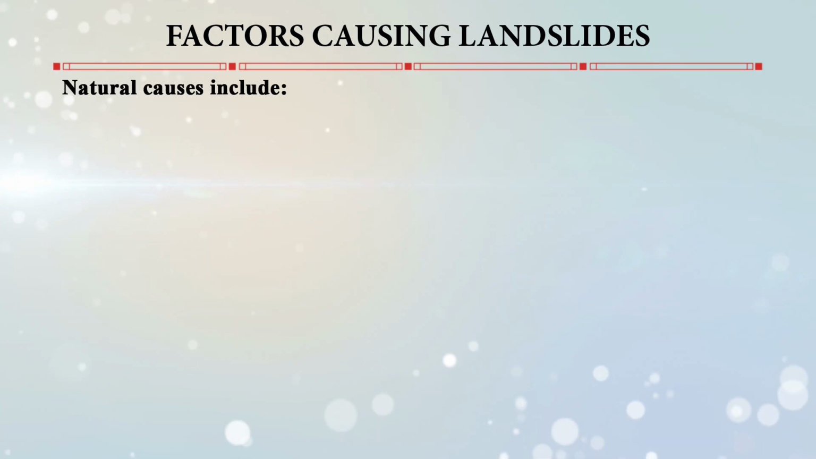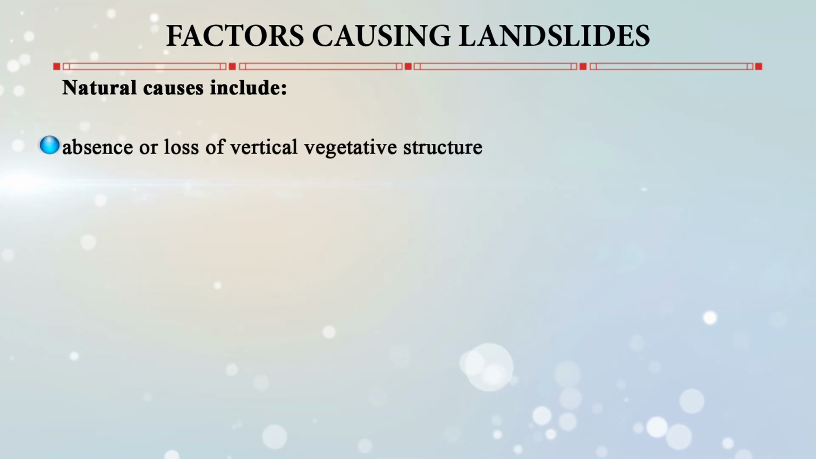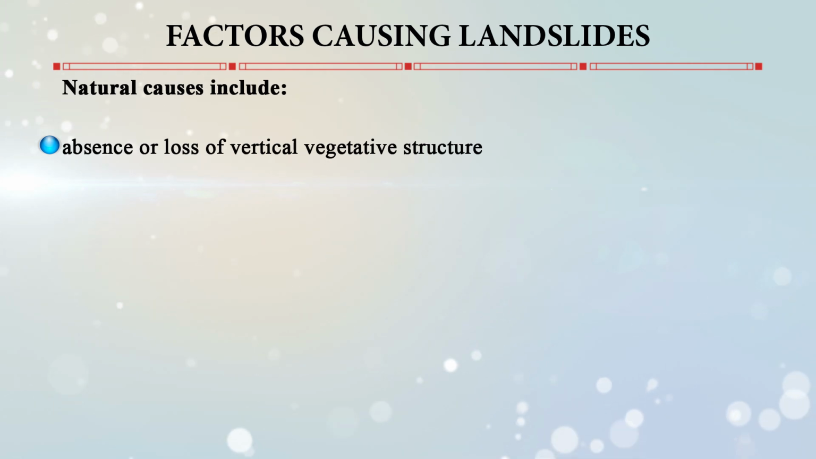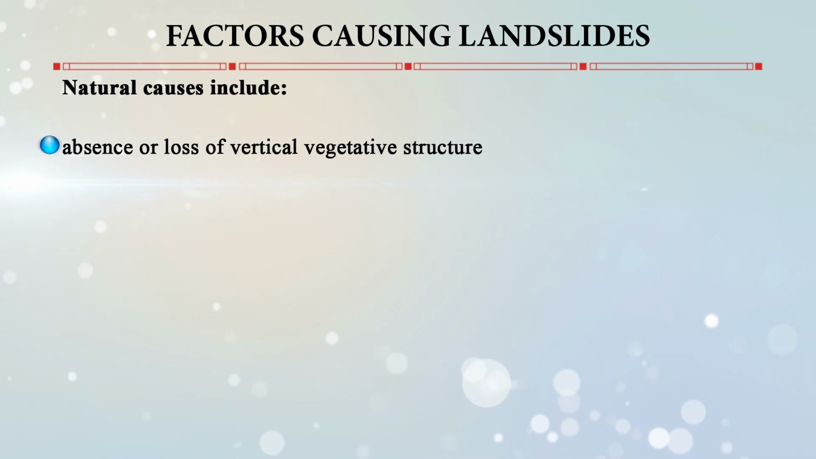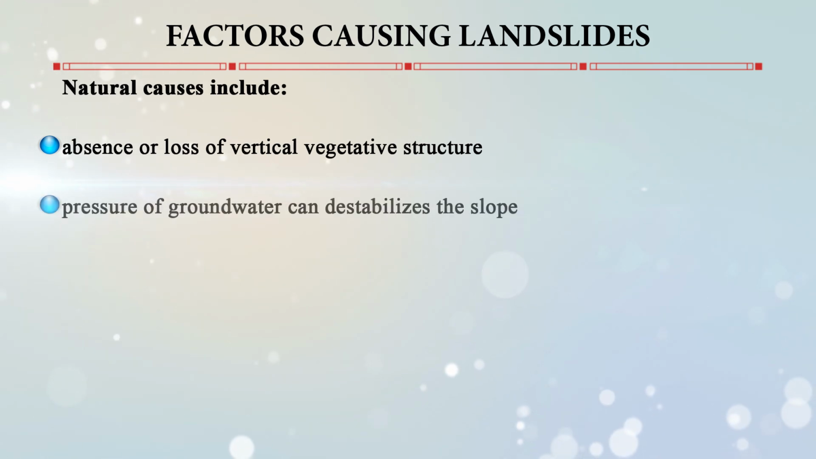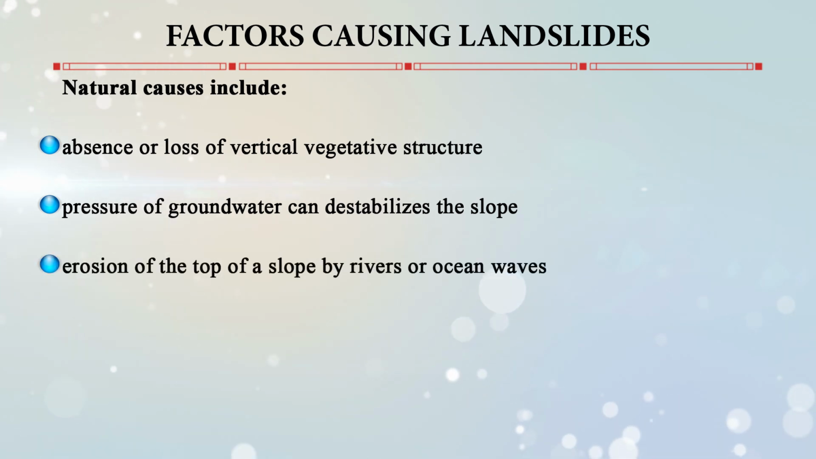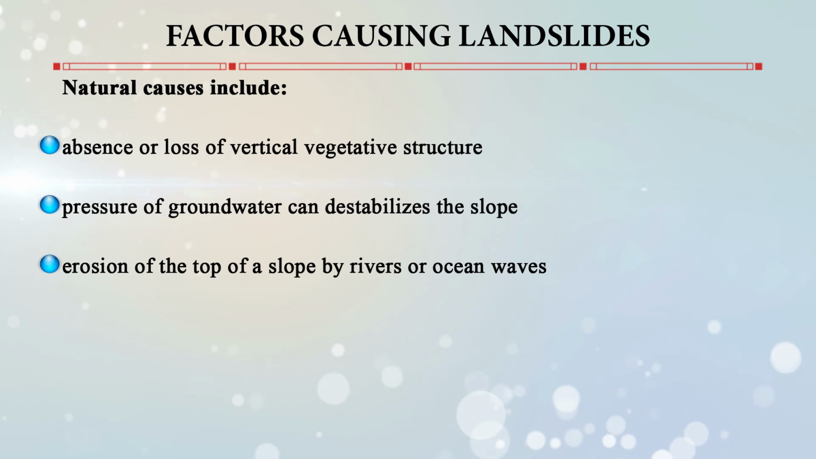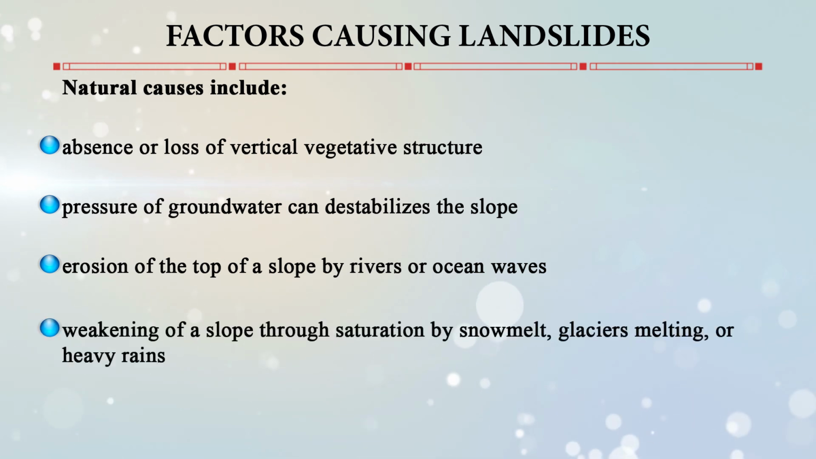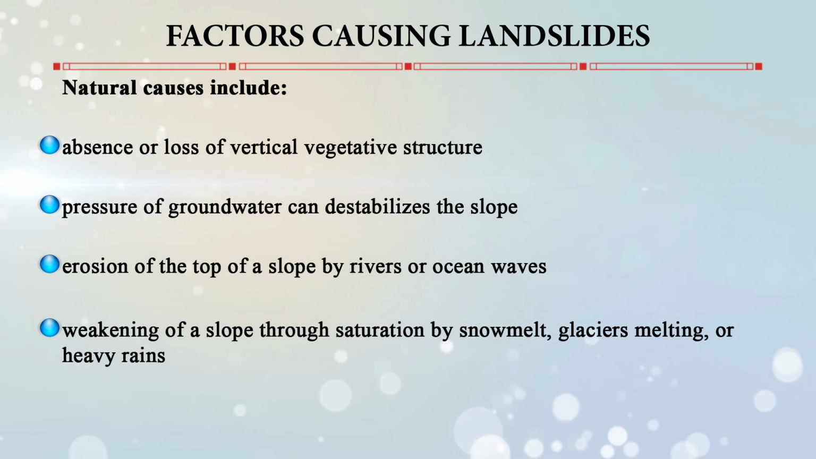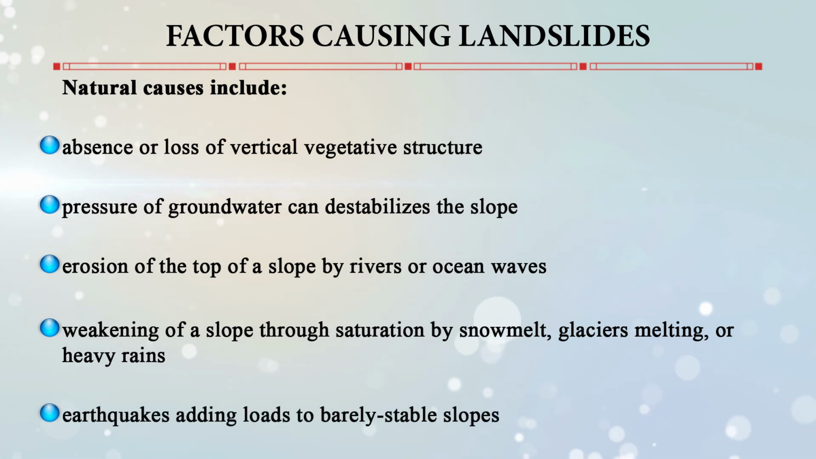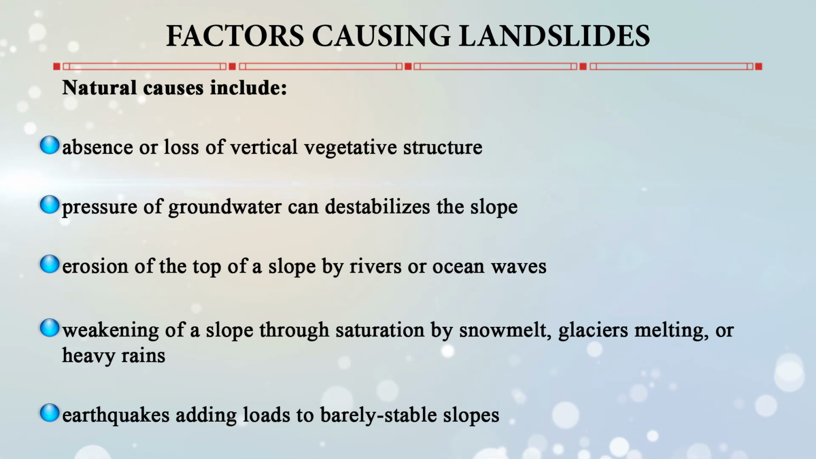Now, what are the factors causing landslides? There can be certain natural factors, or certain factors caused by humans. What are the natural factors? The absence of vertical vegetative structure will loosen the soil and cause landslides. Similarly, pressure of groundwater can destabilize the slope, or erosion of the toe of a slope by rivers or ocean waves can cause landslides. Sometimes weakening of a slope can occur when there is saturation by snow melt, glacier melting or heavy rains. Earthquakes add loads to barely stable slopes.